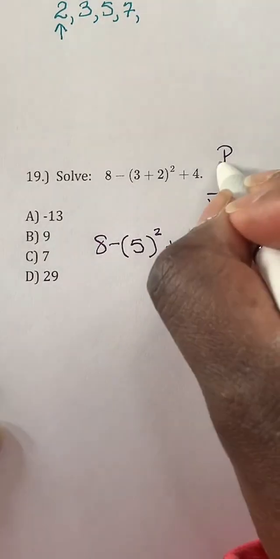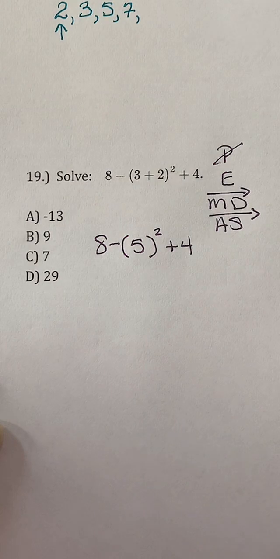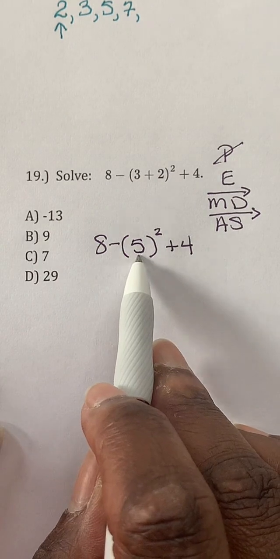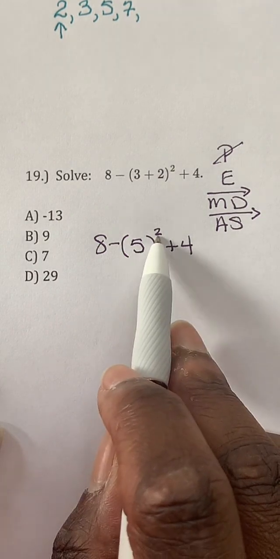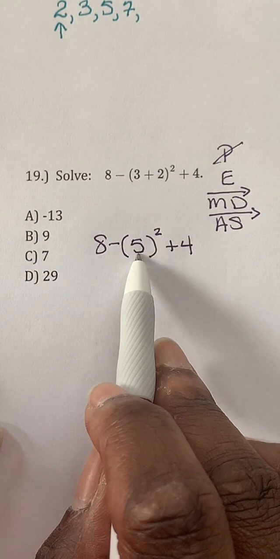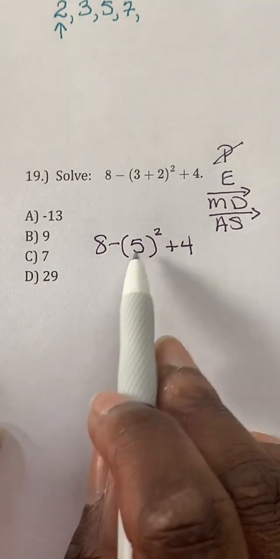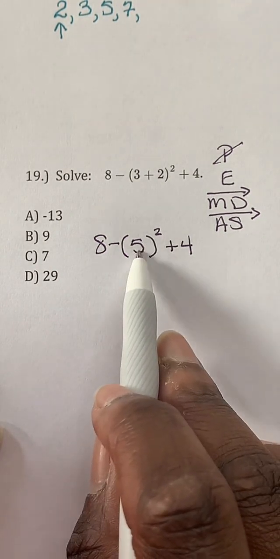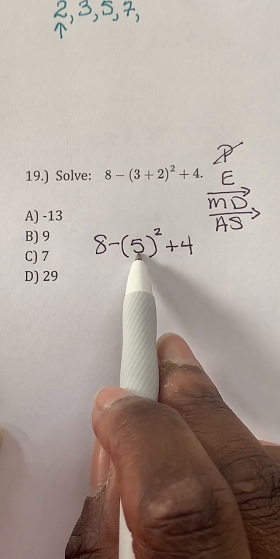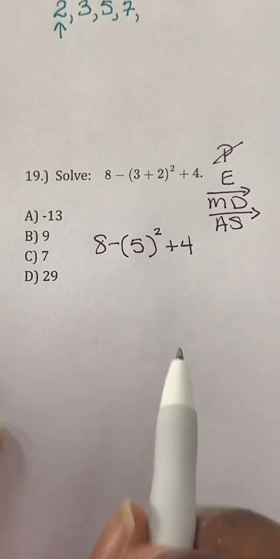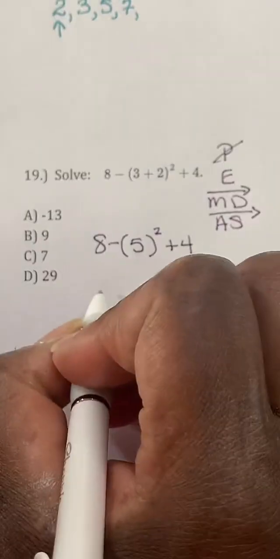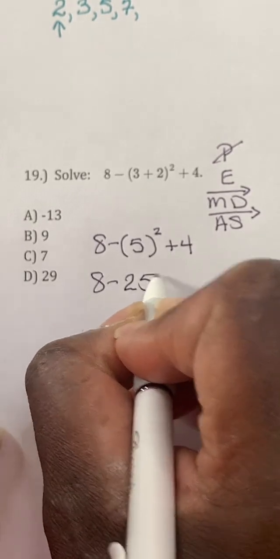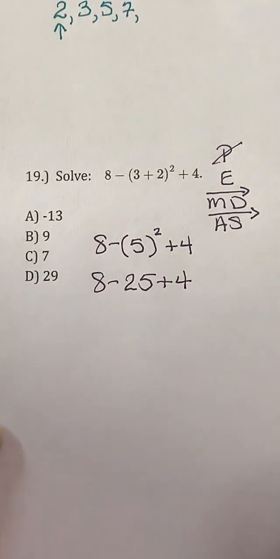So that parenthesis is done. Now we're looking at the exponent. What's being raised to the exponent? The 5 is the only thing being raised to the second power. So 5 to the second power is not going to give me 10. This is 5 squared, which means 5 times 5, not 5 times 2. So we have 8 minus 25 plus 4.